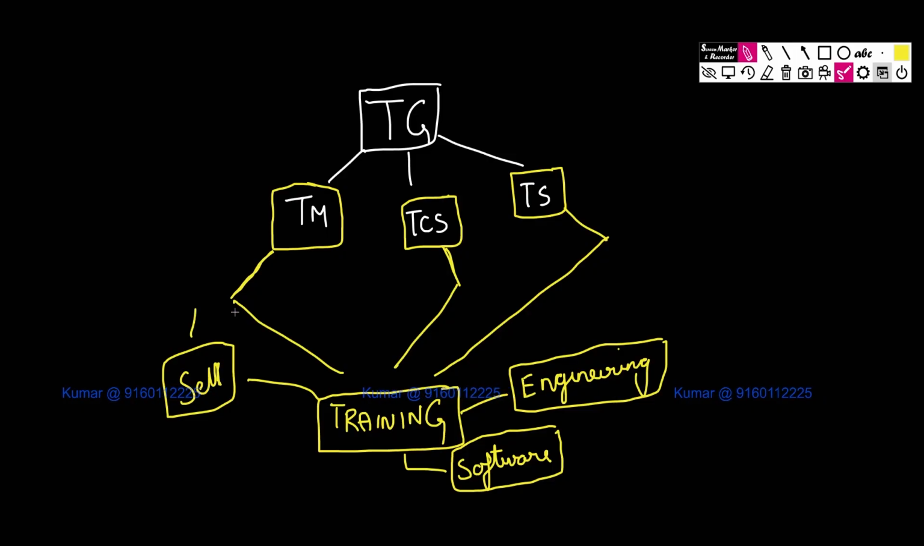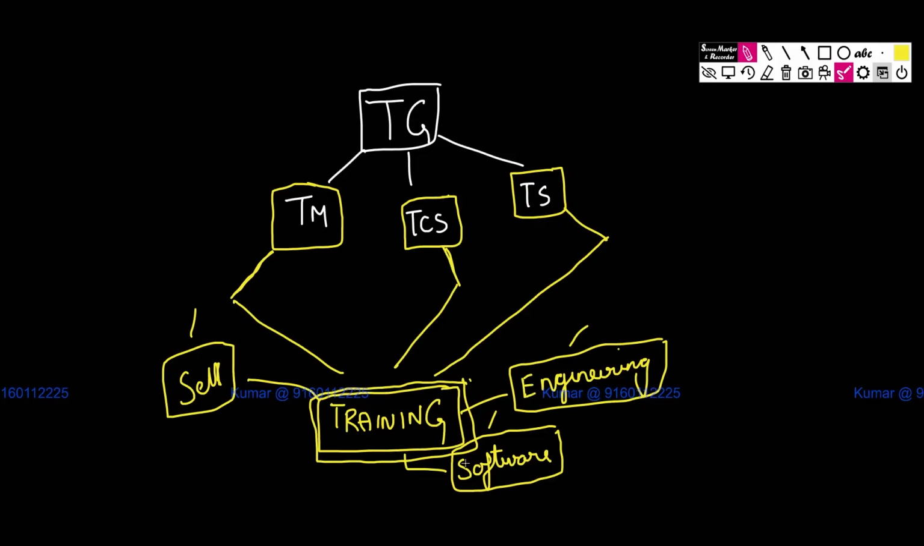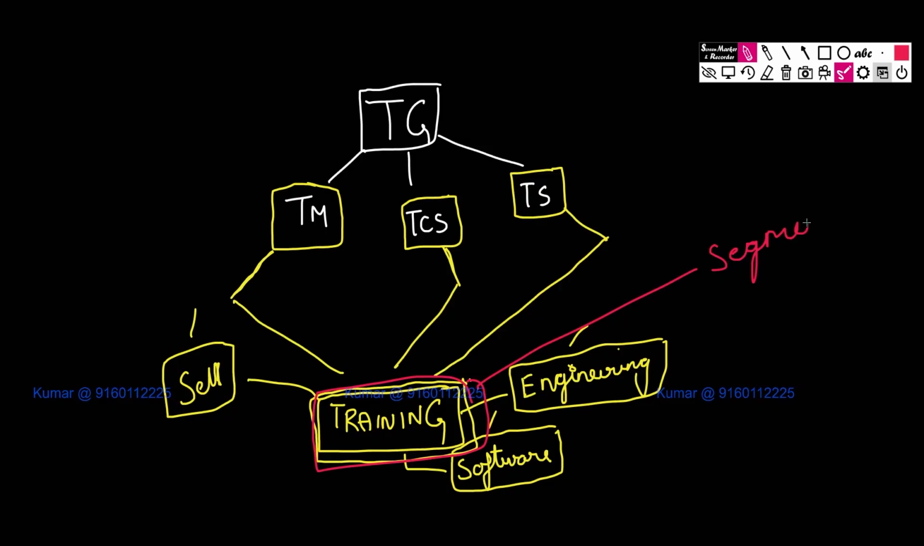Whether it is Tata Motors, TCS, or Tata Steel, for every company code we need to incur some expense for training every year for whoever is joining, the freshers. So this training can be created as one segment. We are going to assign this training segment to each company code whenever they do training. Let it be any training, but it is training only.